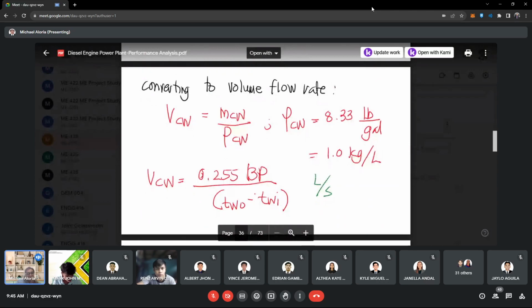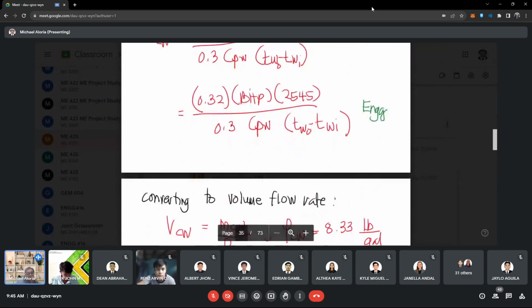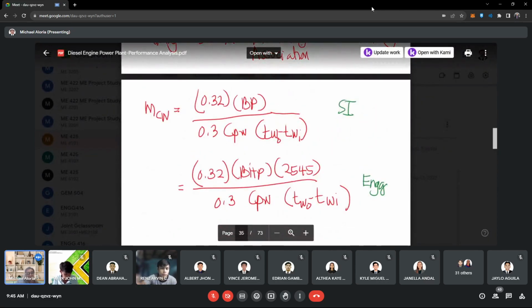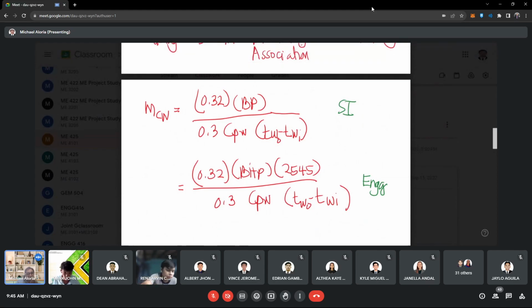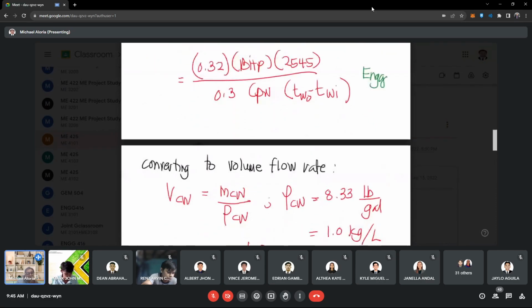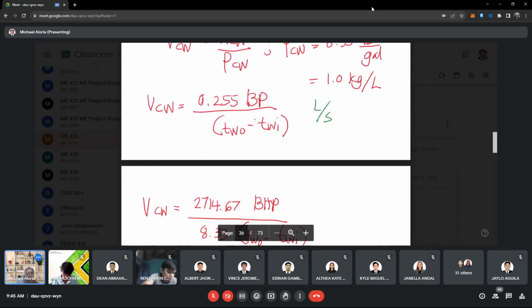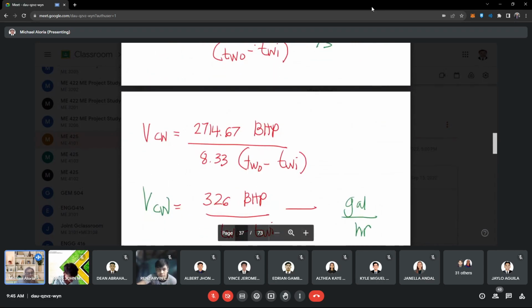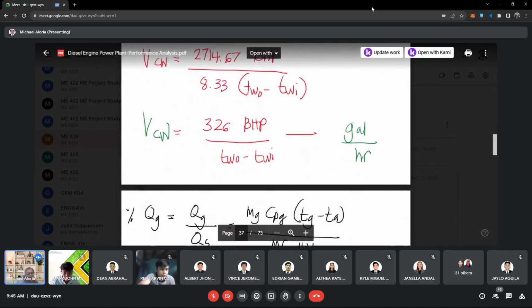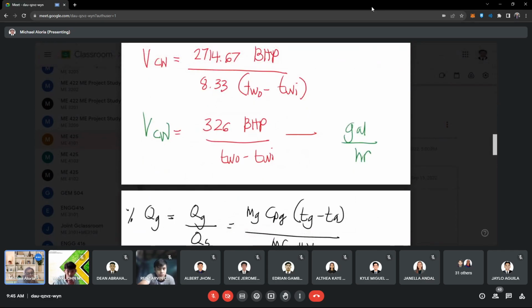Then, nawawala na yung ating CP. Ano ba yung CP ng water? 4.187. So, 0.32 over 0.3 over 4.187. Anong sagot? Dapat ay ito. Tama ba? Tama po, sir. About 2714.67 brake horsepower over 8.33 delta T. And then ang iyong QCW is 326 brake horsepower over delta T.